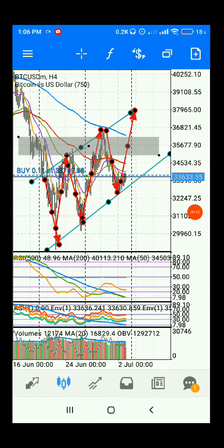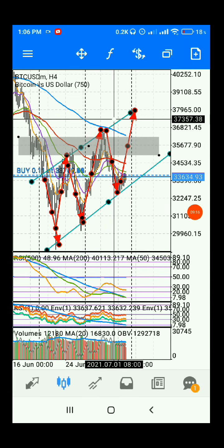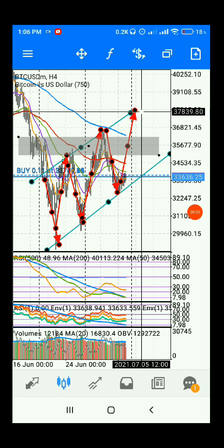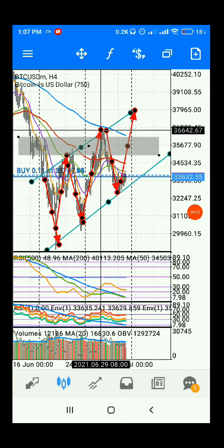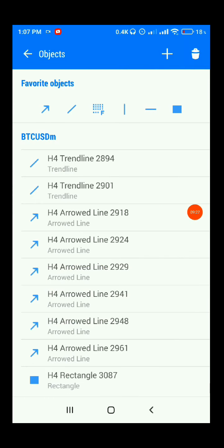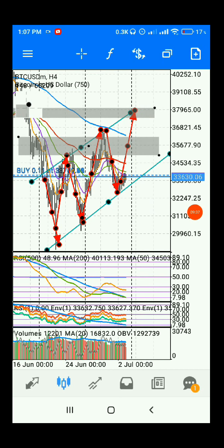So where do we get profit? We can take profit from this area, and we can get profit from this area. This will be profit 1, and this will be profit 2. This profit is coming from this zone. As you can see here, it is a demand zone, so this profit is coming from here.